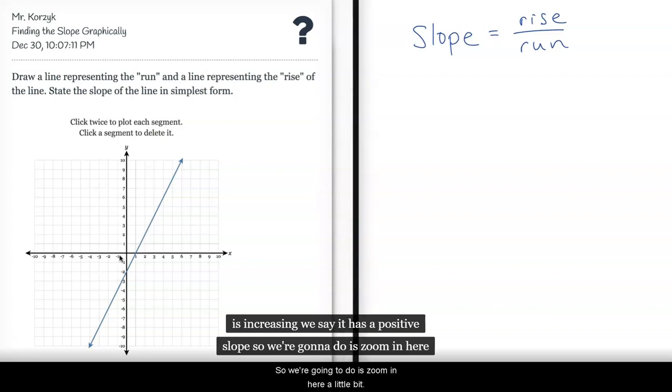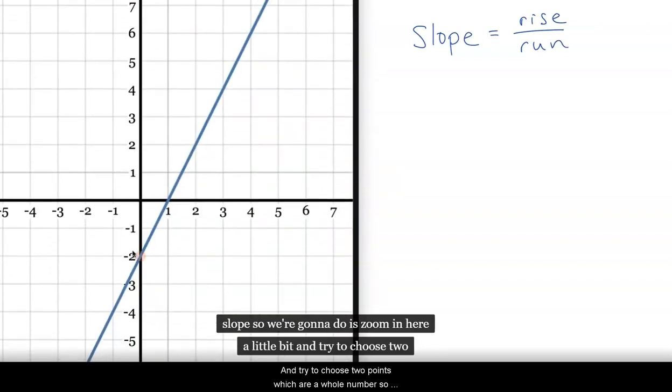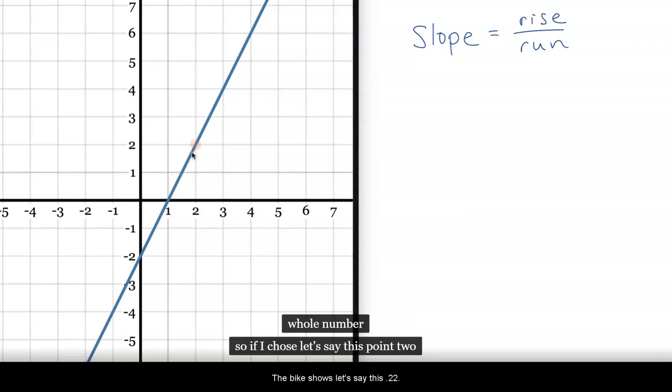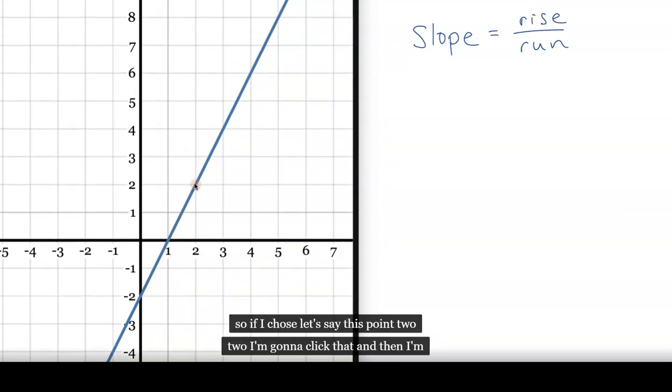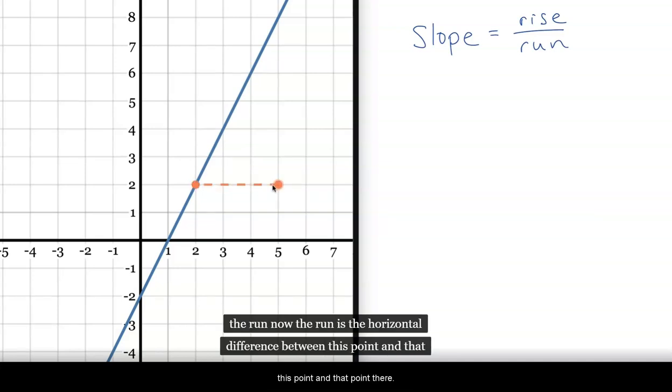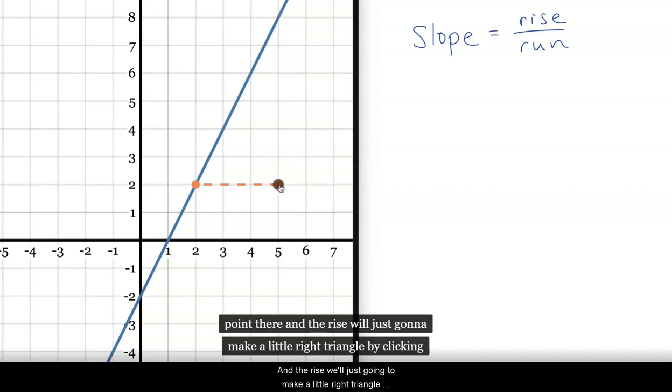So what we're going to do is zoom in here a little bit and try to choose 2 points which are whole numbers. I wouldn't want to choose this point right here because it's not a whole number. So if I choose, let's say, this point (2, 2), I'm going to click that, and then I'm going to go up here to maybe this point (5, 8). But I have to actually draw the rise and the run. Now the run is the horizontal difference between this point and that point there. And for the rise, we're just going to make a little right triangle by clicking once there and clicking once there.